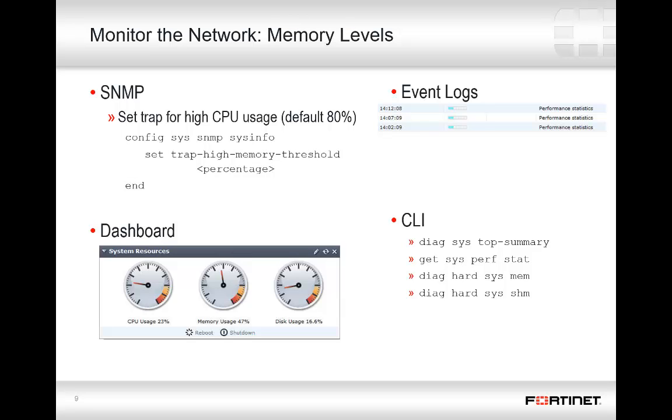For RAM levels, again, the best method of active monitoring is through SNMP, which allows you to monitor the level as well as set a trap that will trigger upon high memory usage. The event logs have details about the memory level, and so too the dashboard gauge. The CLI has several diagnostic commands that can be used to examine memory usage too.